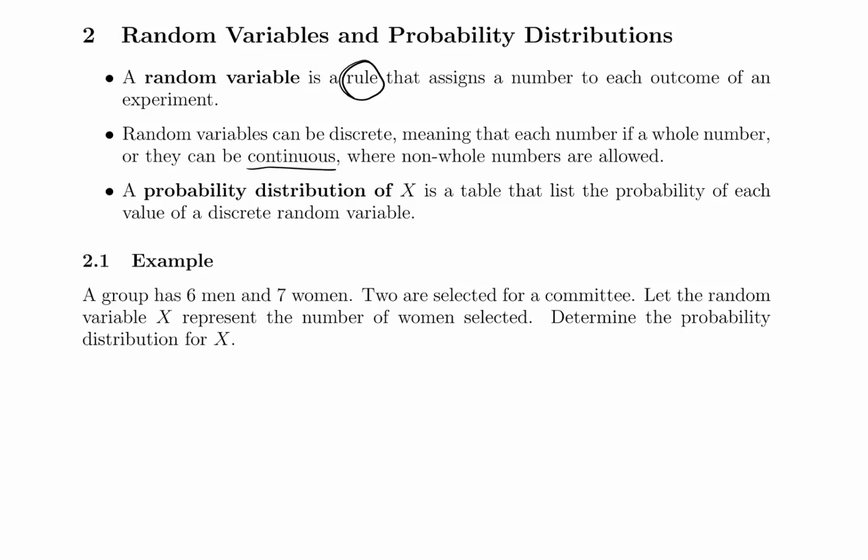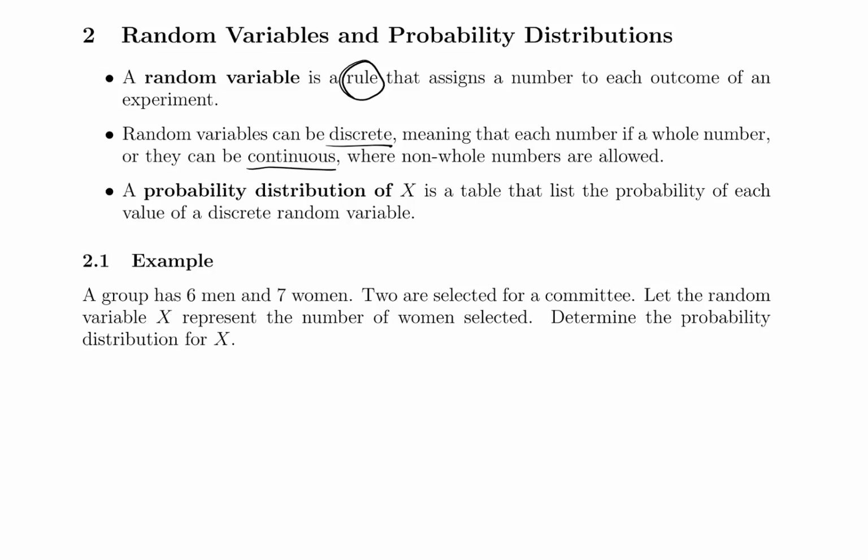When we don't allow for non-whole numbers, so if we require a whole number, that's what we call a discrete random variable. It's more like a staircase. You can have a random variable output of 1, 2, 3, 4, but you couldn't have something like 2.2.